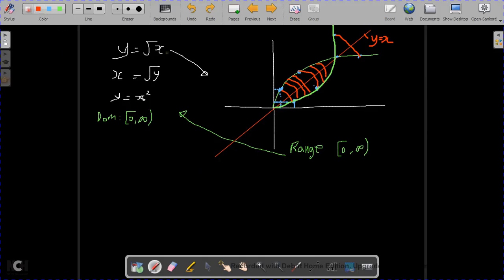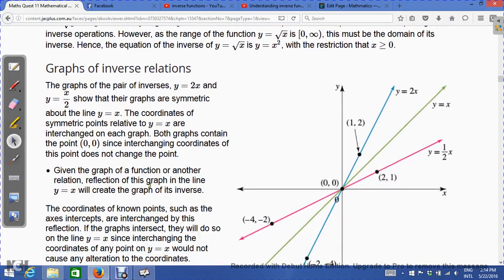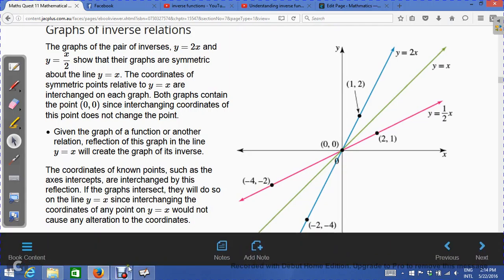So looking at this line, our new line, our inverse, what's the domain of that? Well, it's going to be from 0 to infinity, which is what our range was for our first one, because we swapped the x's and the y's. I know there's a lot to take in, and it is quite complicated to start with. After a few examples, it might start to sink in a little bit. So that's the graphs of the inverse functions. We might do another example.